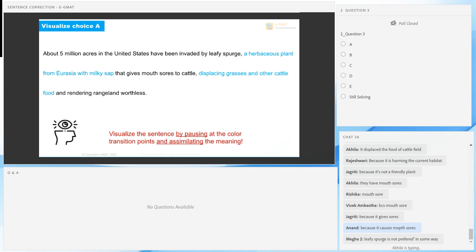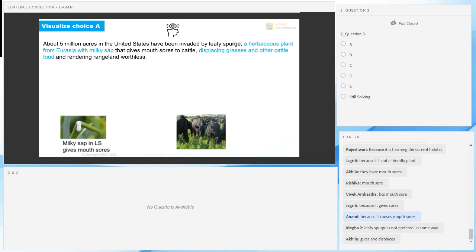Okay. What are we doing here? We are pausing at the right point. We give and displace. Absolutely, Akhila, we are pausing at the right time. We are understanding the meaning of each small part. It's not that we understand the meaning and then forget it. We take that meaning with us as we read the remaining parts of the sentence, and we get the entire story.